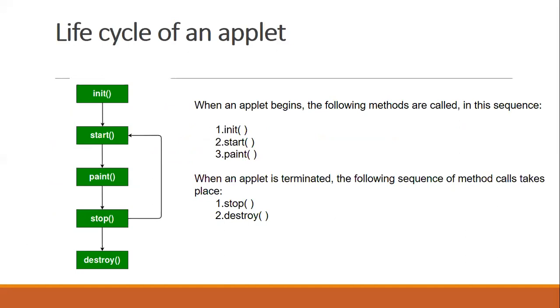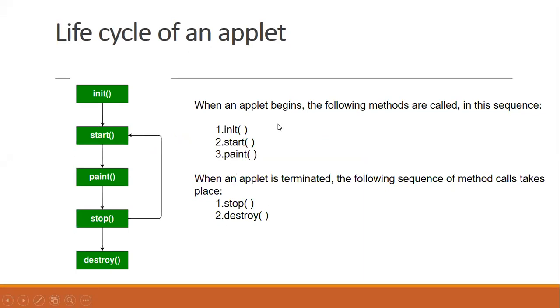Now check out, this is the life cycle of an applet. There are 5 main methods in the life cycle of an applet. These methods are applicable starting from the birth of the applet to the death of the applet. The methods are init, start, paint, stop and destroy. So these are the 5 major methods of the applet life cycle.